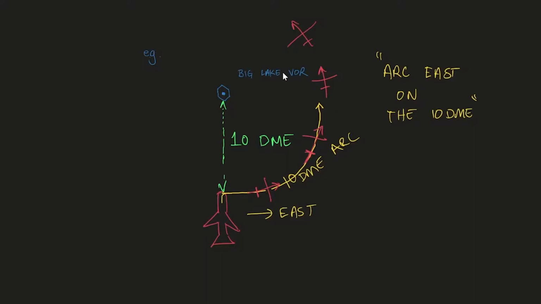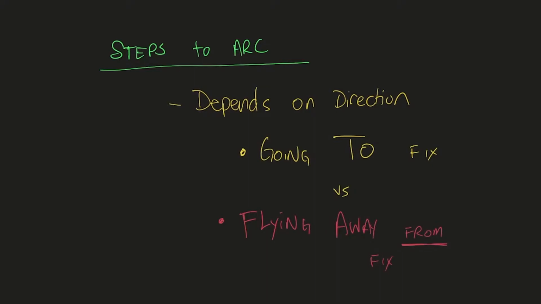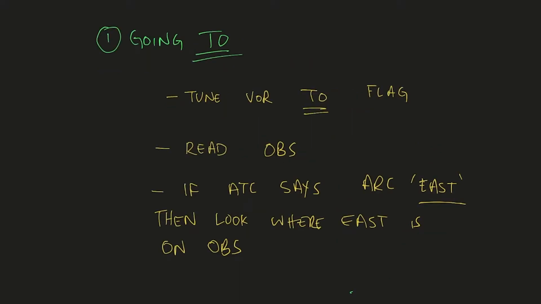So let's talk a little bit about the two steps. There are two ways to approach a DME arc. It depends on the direction you are flying. Are you flying towards the fix or away from the fix? That will depend on the rule of thumb that you're going to use. So we'll start off with going to the VOR.